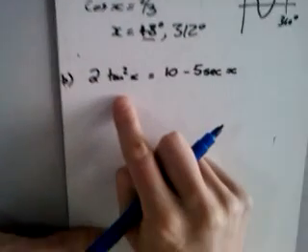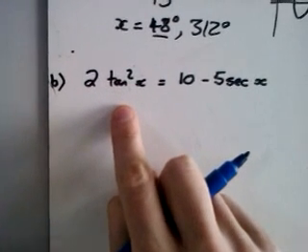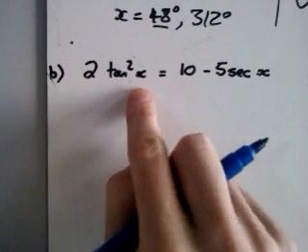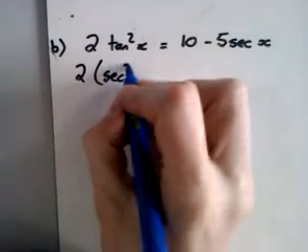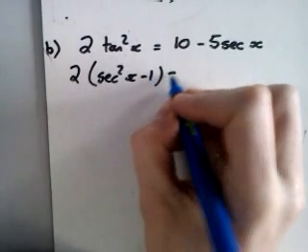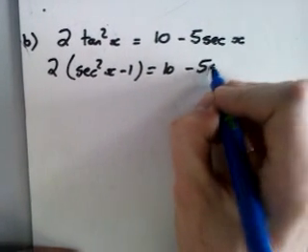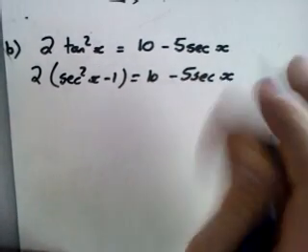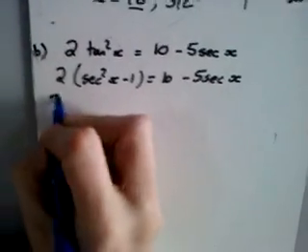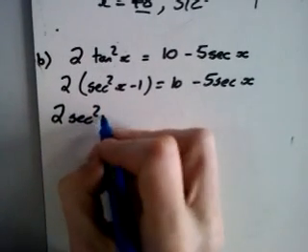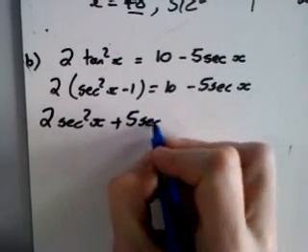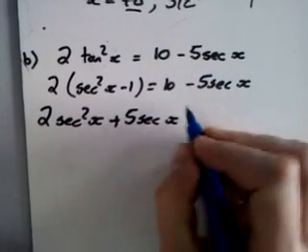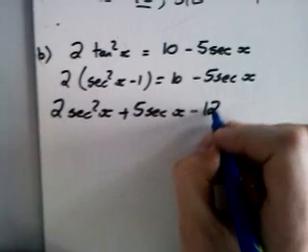Part B is using your identity. We've got a tan squared here, which again we must remember it's the same as sec squared x take away 1. I think you can spot here that there's going to be a quadratic coming. Let's stick everything over on the left hand side. We get 2 sec squared x, we'll add those 5 sec x's over here, and the numbers, we've got minus 12 in total.